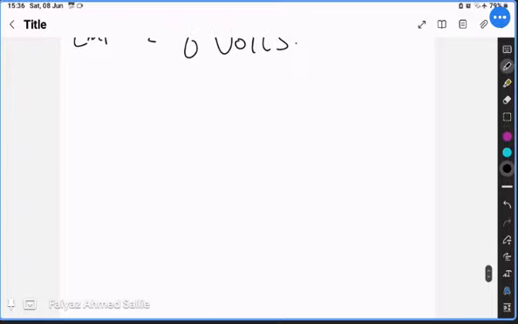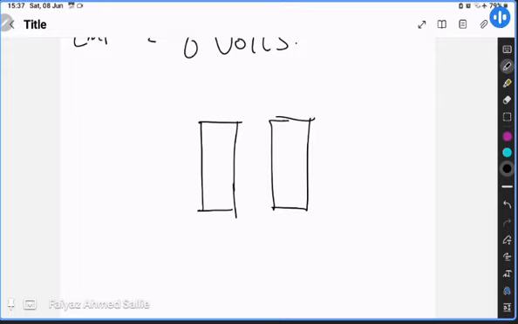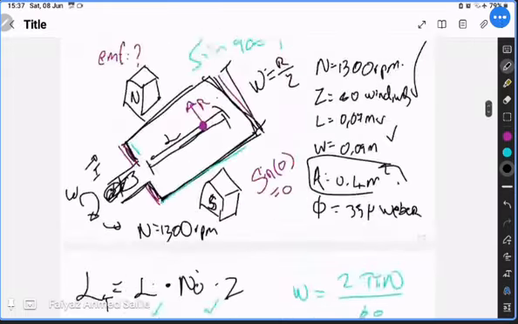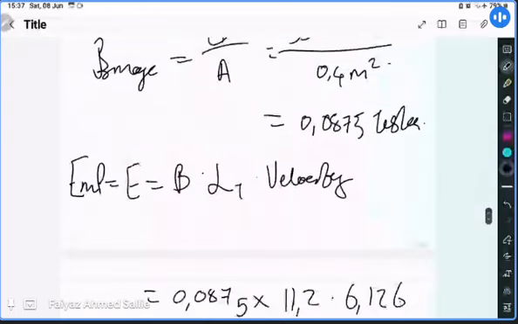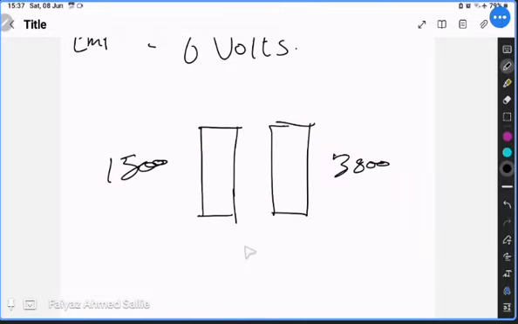So basically, the diagram would have two of these solenoids, and then the one would have a current flowing through it. So we have 3,800, 1,500, the current amp, and the flux. So this one has 3,800 and this one has 1,500. They have a flux of, can't remember, but this is how you would draw it.